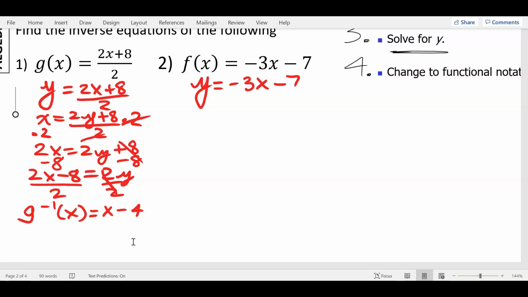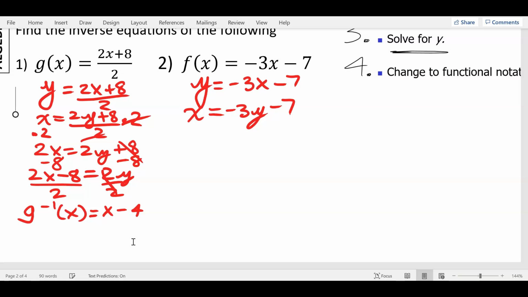Okay, what's step 2? What should we do next? Hey, if you had your notes, it'd be right in front of you. You wouldn't have to look across the room. All right, so x and y switch. So we have x equals negative 3y minus 7.